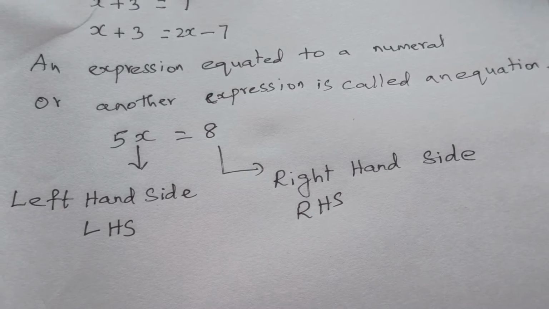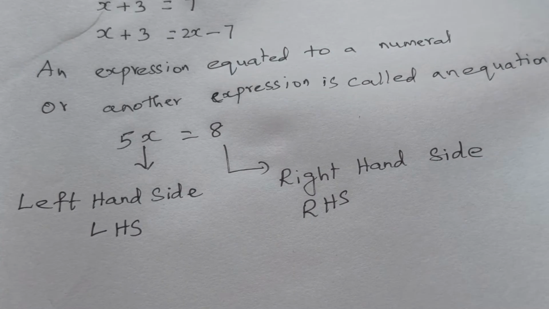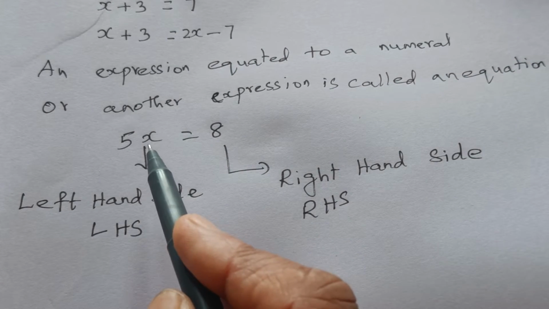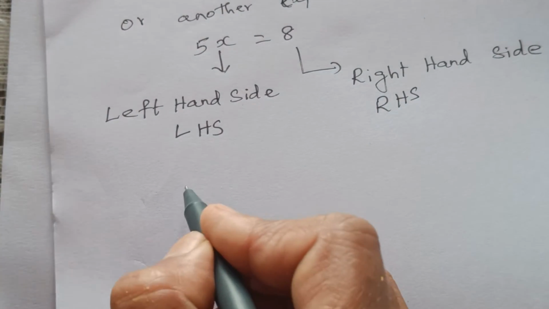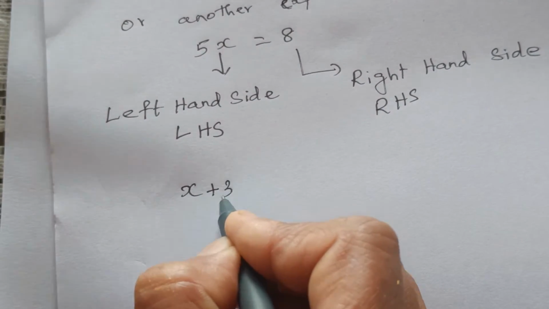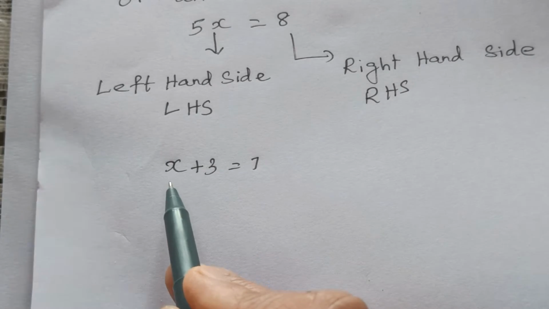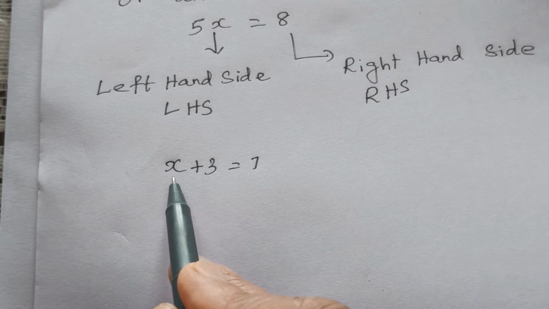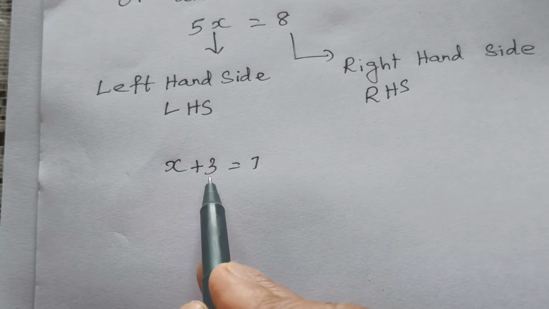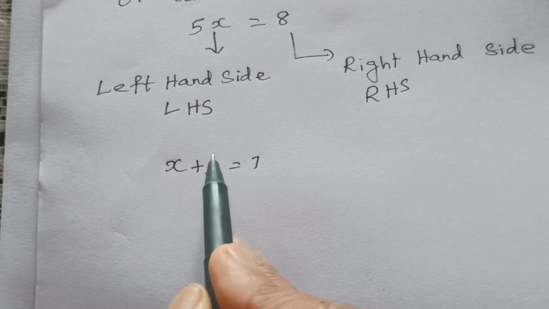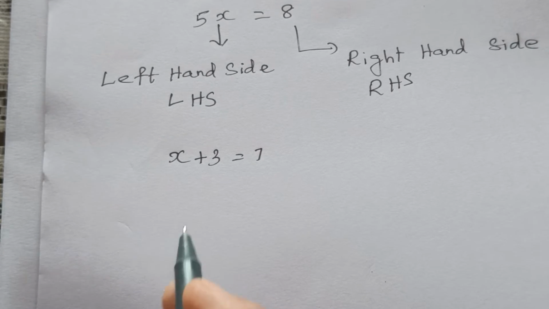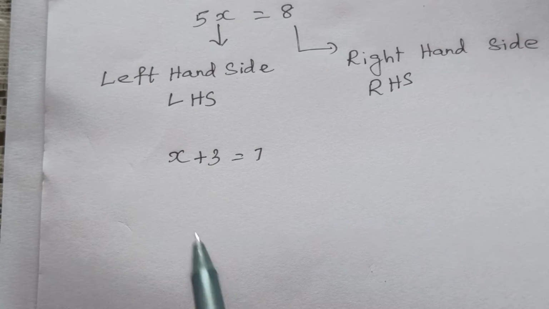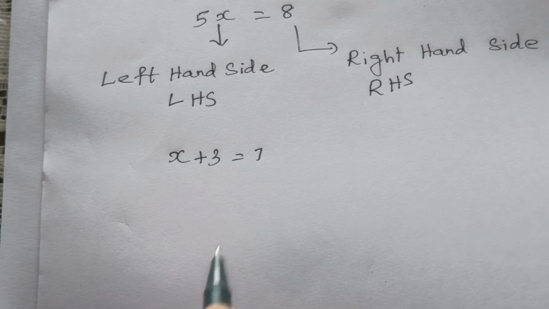Okay. Now let us see how to solve these equations and find the value of these variables. We'll take the first example: x plus 3 is equal to 7. What number should be added to 3 to get the answer 7? Because here the numbers are so small, we can just guess the answer. 4 plus 3 is 7.